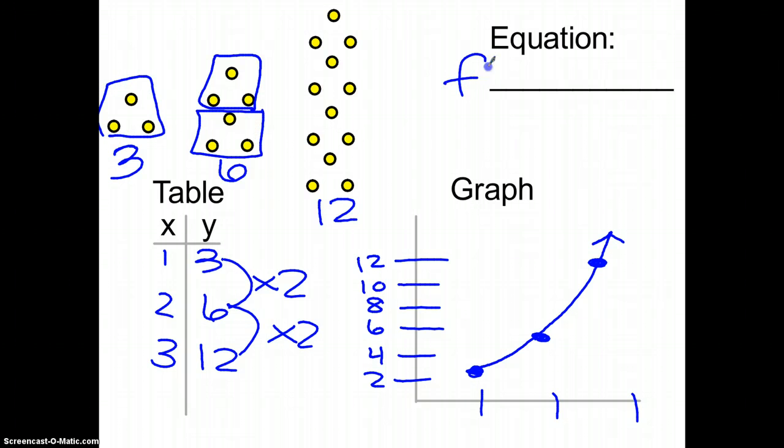So the equation is Fn. The first term is 3. We know it's doubling or timesing by 2. And repeated multiplication is exponents. So that's 2 to the n minus 1.